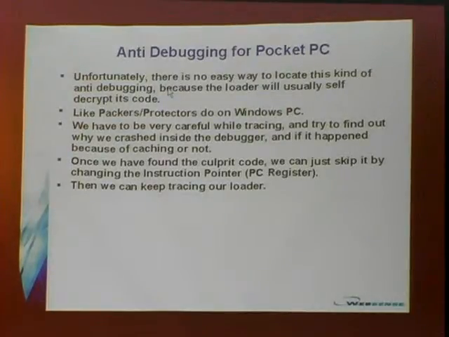And once you have found this suspicious decrypting code or something that modifies the flow of the application, you can just skip it by changing the instruction pointer, the PC register, which is the same thing as the EIP register for Intel processors. And then you can just keep tracing the loader.